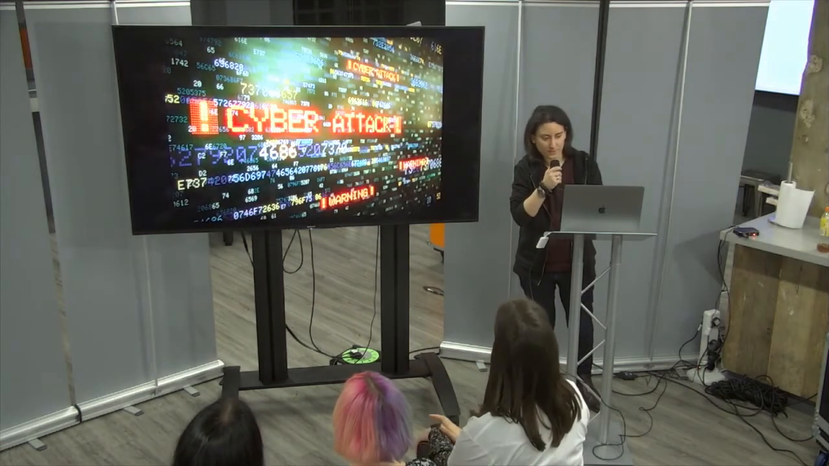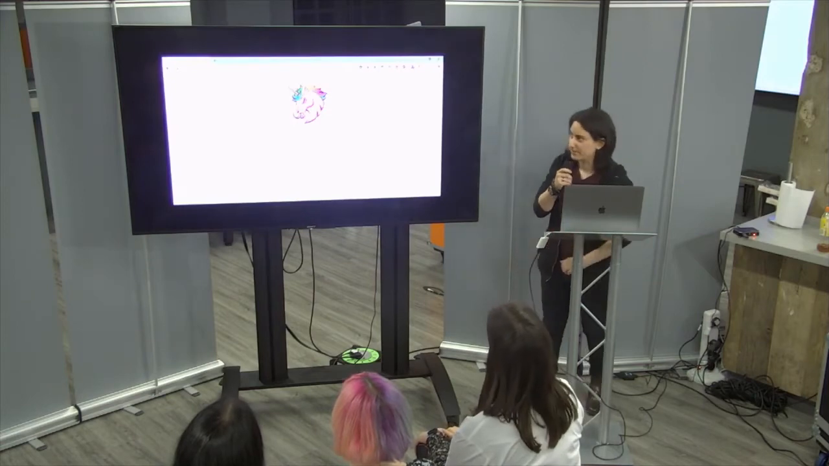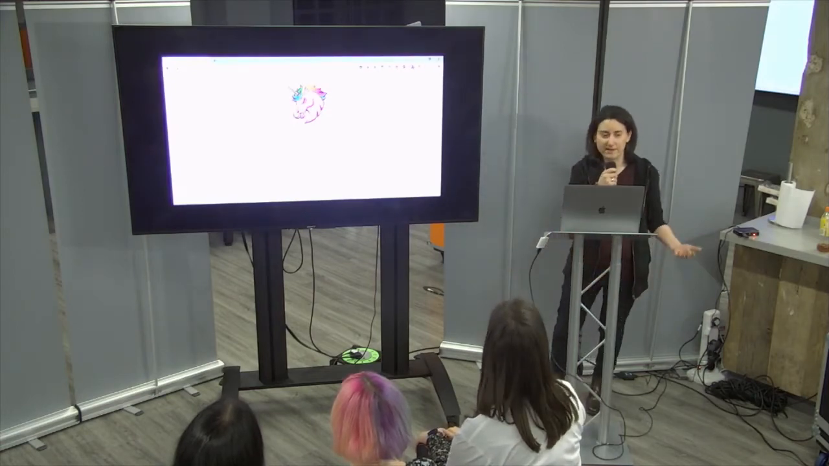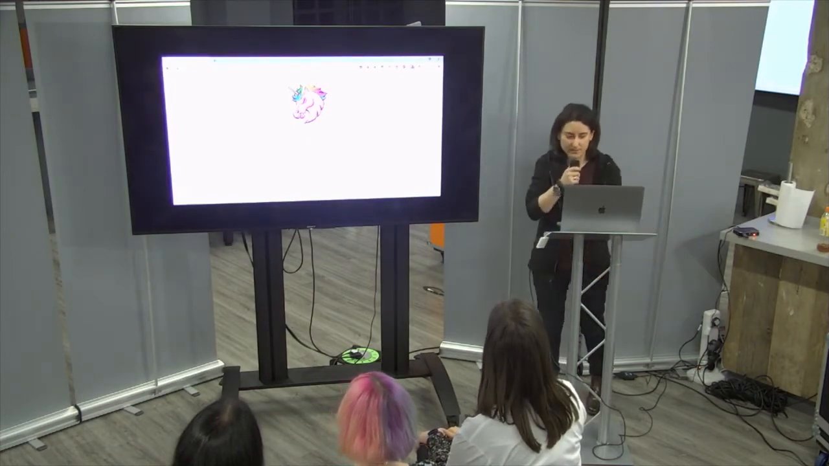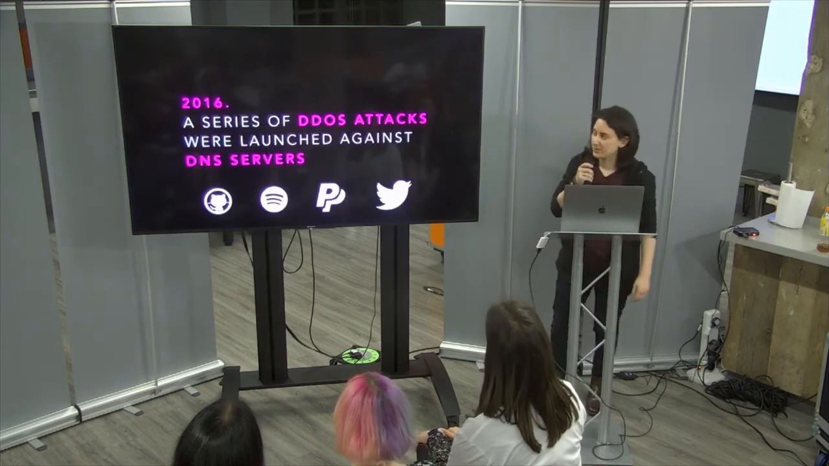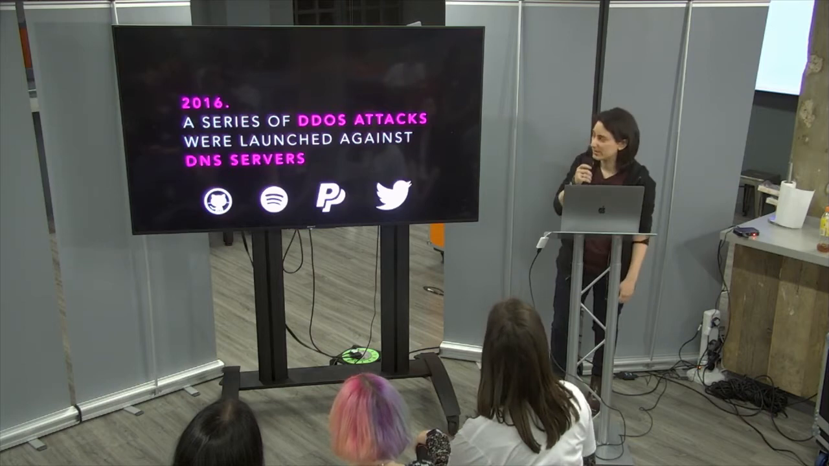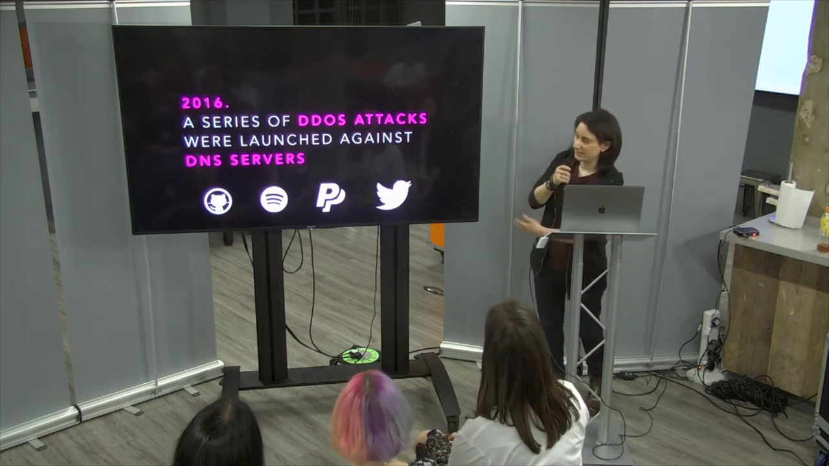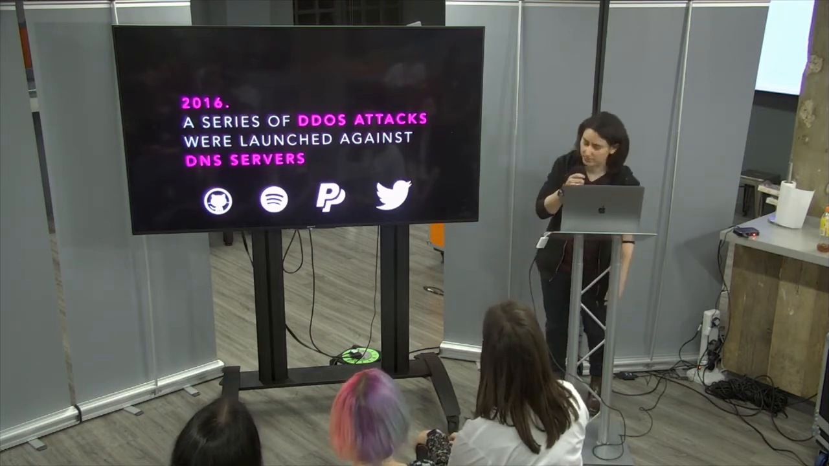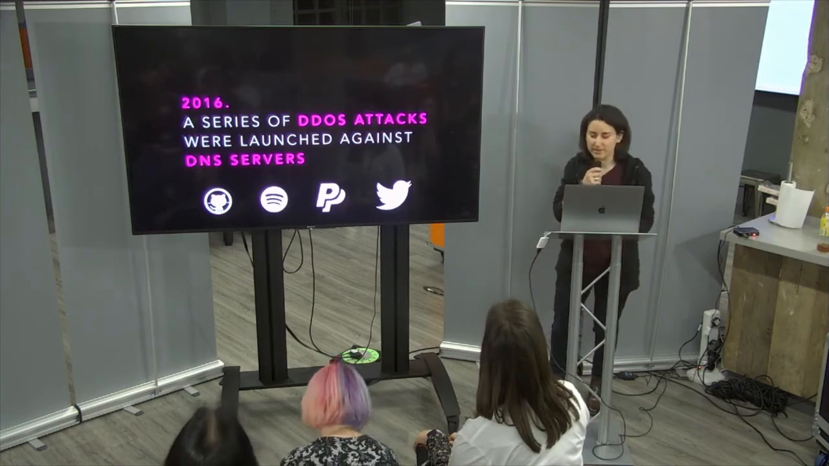The first one is that one. You might be wondering, that's the GitHub 500 error page. Basically what happened there, 4 years ago, was a series of DDoS attacks launched against DNS servers, and it disrupted all of those platforms: GitHub, PayPal, Twitter, Spotify.